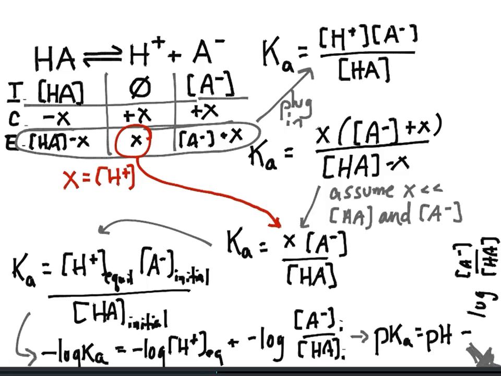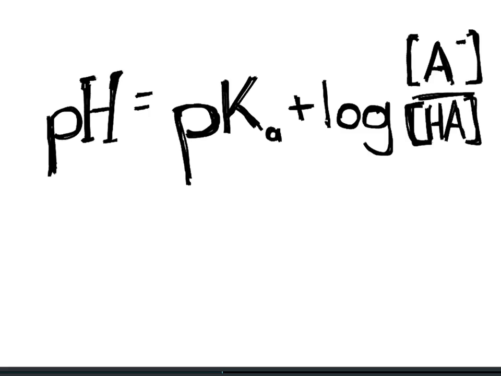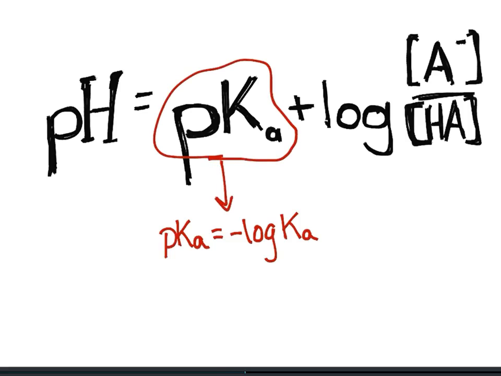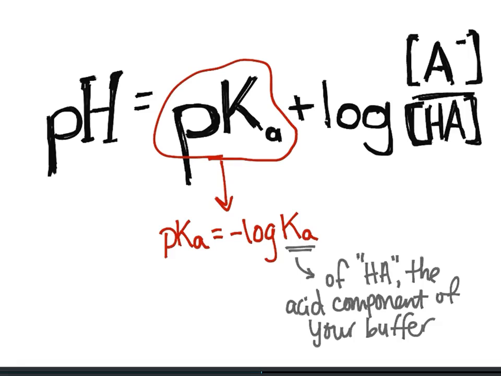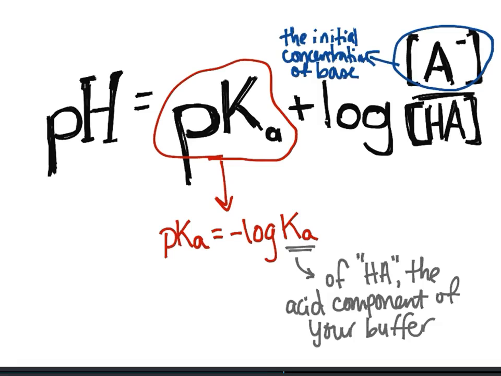That's an arrow. We're going to take it to the next page. pH equals pKa plus the log of A minus over HA. So that just showed you how it was derived. pKa is the negative log of Ka. This is the acid dissociation constant of the acid component of your buffer. A minus is the initial base concentration, and HA in brackets is the initial acid concentration.